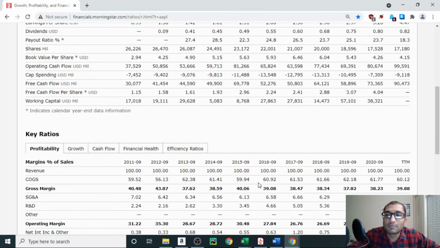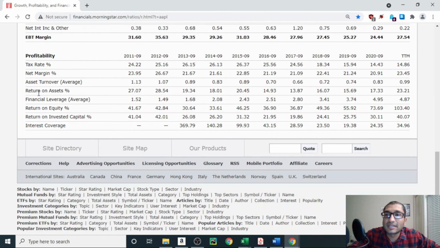Now let's look at the profitability of the company, focusing on the net margin. The net margin is the ratio of the company's bottom line to its top line, so it compares the company's net income to its revenue. Back in 2011, the company's net margin was about 23.95%, and for the year 2020, it was about 20.91%. Over the past 10 years, the company's net margin has stayed fairly consistent.